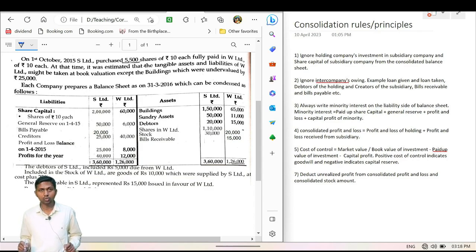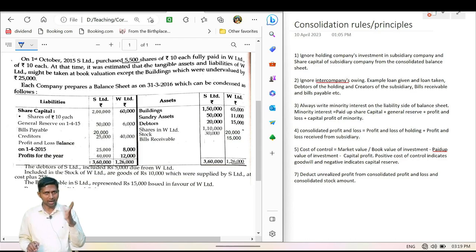As per that, we have the first rule. What is the first rule saying? The first rule is saying to ignore. What to ignore? Your investment, you as a holding, your investment in a subsidiary and the subsidiary's share capital. Let me show where you will get that in the actual problem. Understood what you are required to do first while doing consolidation? That means while doing line by line addition, building in building and other assets in other assets, the first rule is saying ignore.